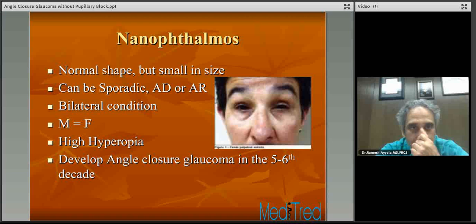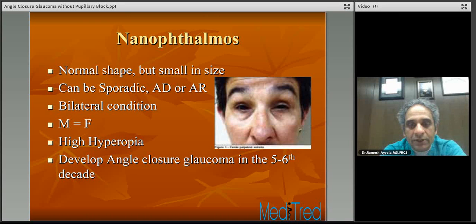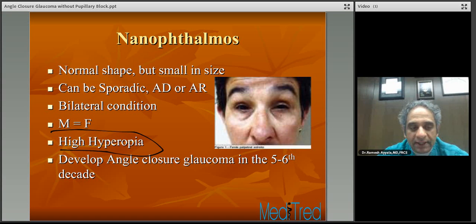Let's move on to nanophthalmos. Patients with nanophthalmos, by definition, have normal shape but small eyeballs. It can be sporadic, autosomal dominant, or autosomal recessive in inheritance. It's a bilateral condition, equally affecting both males and females. These patients are usually high hyperopes and can develop angle closure glaucoma in the fifth or sixth decade as the lens thickens.